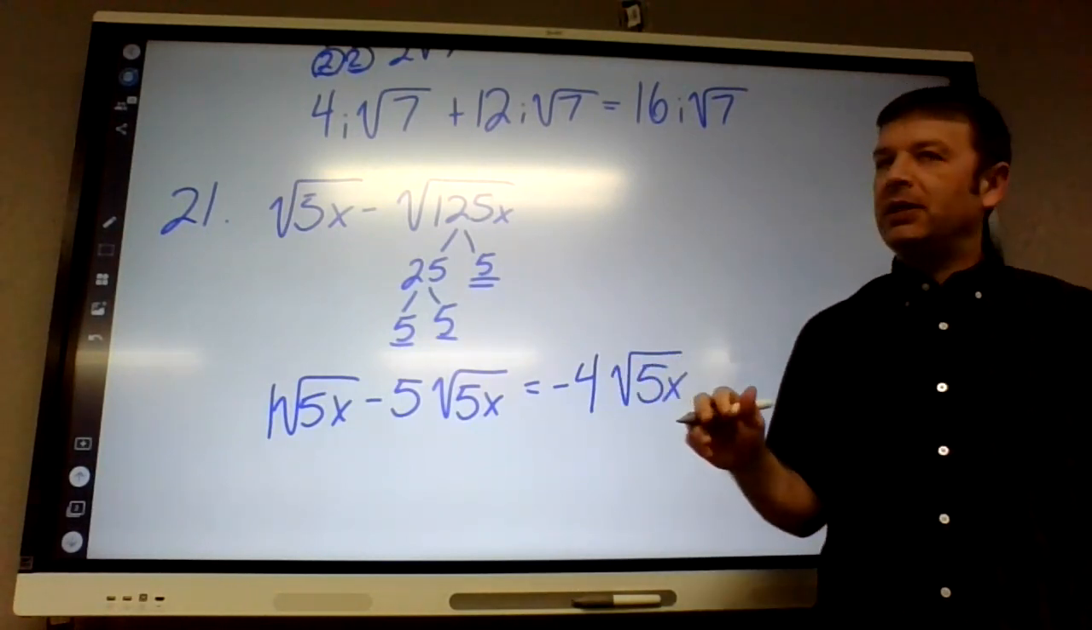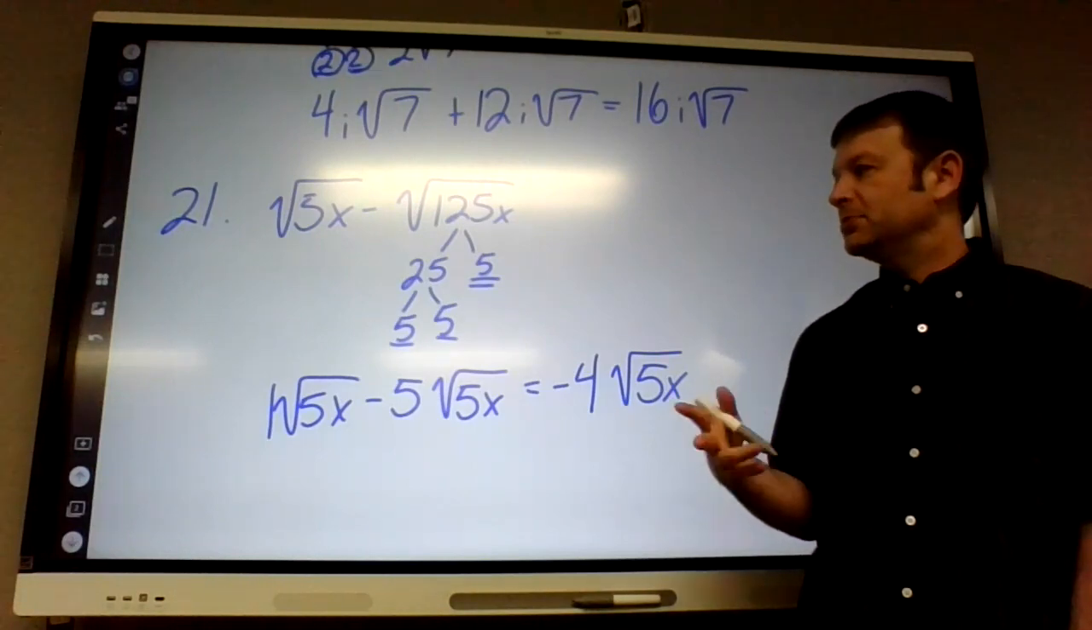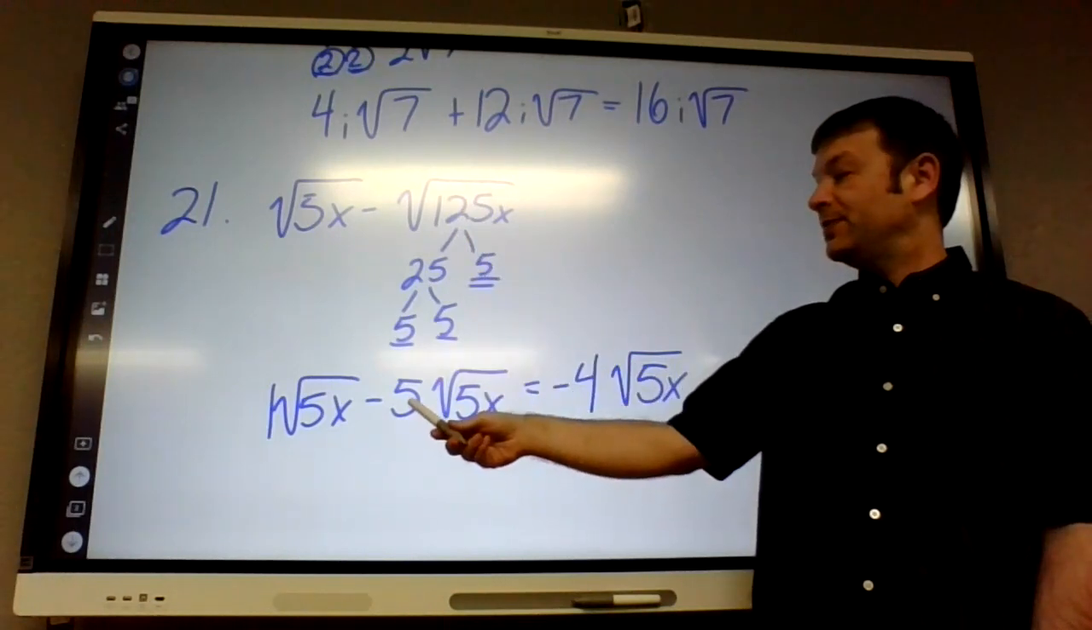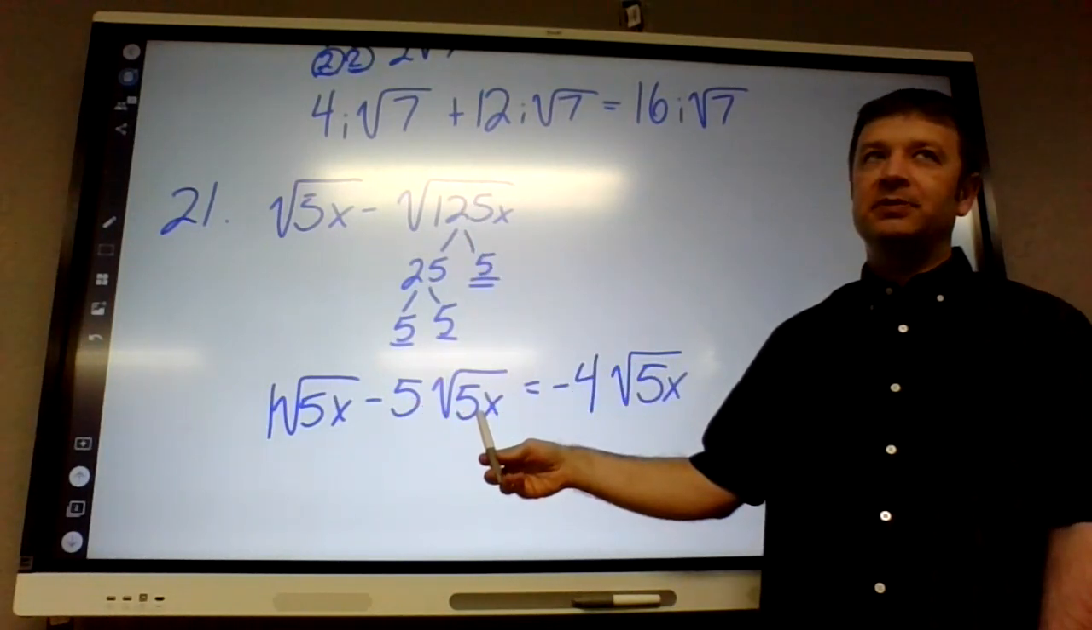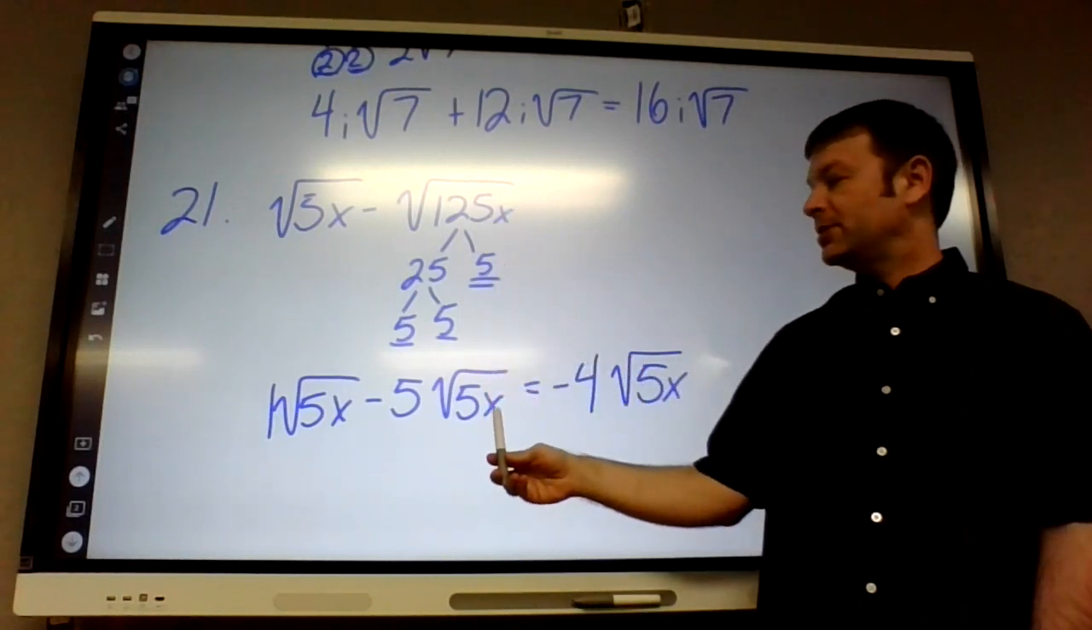Okay, now you can't just plug this in the calculator, but can the calculator help? Yeah, if you plug in square root of 125, the calculator gives you 5 square root of 5. You just have to know that the x is still in there. You didn't really touch the x.